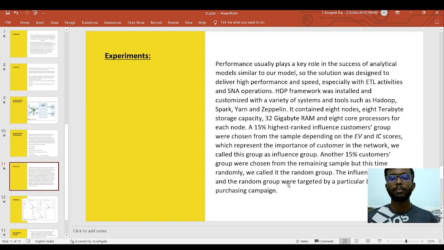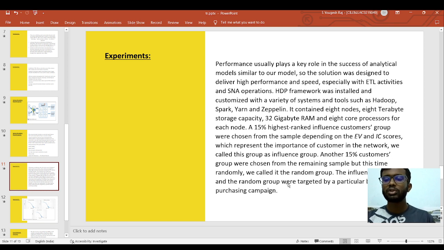Performance plays a major role in the success of analytical models similar to our model. So the platform was designed to deliver high performance and speed, especially with ETL activities and SNA. The HDP framework was installed and customized with a variety of tools like Hadoop, Spark, Yarn, and Zeppelin, with 32 gigabytes of RAM and an 8-core processor for each node. The top 15% highest ranked influencer customer groups were also chosen from the sample depending upon the EV and IC scores.